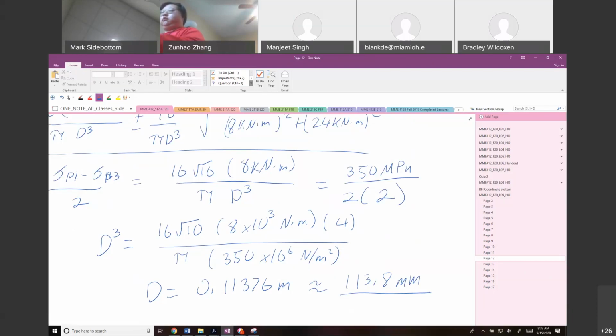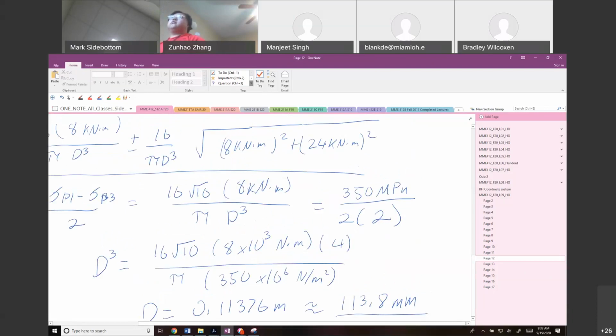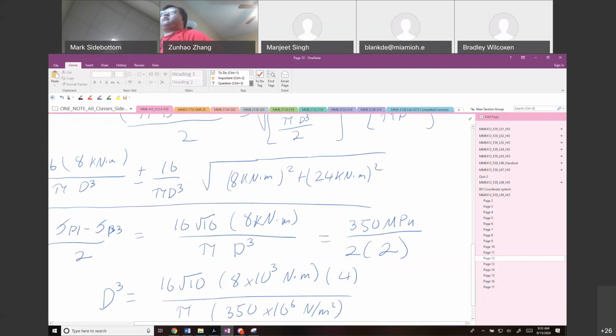I know that I skipped some of the algebra here when I went from solving for the principal stresses to finding the maximum shear stress. Are there any questions about that process to find the diameter?